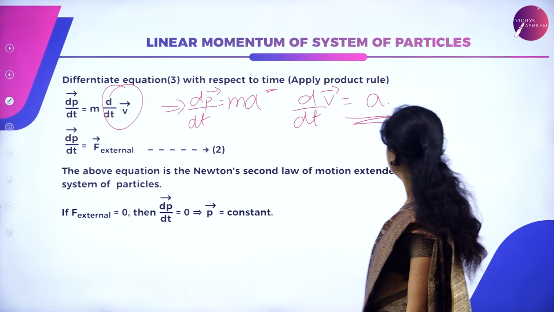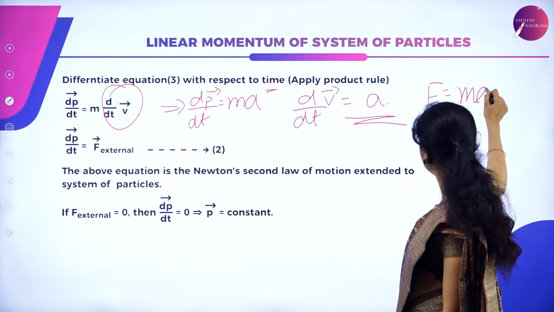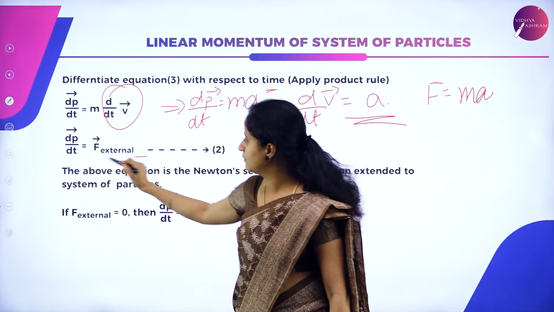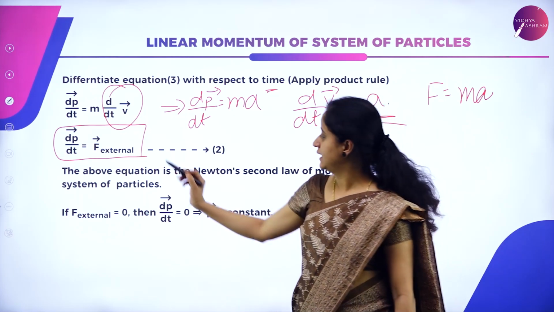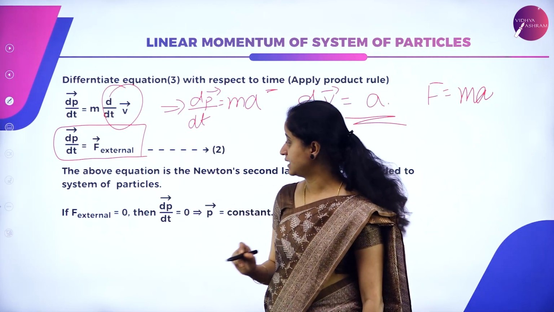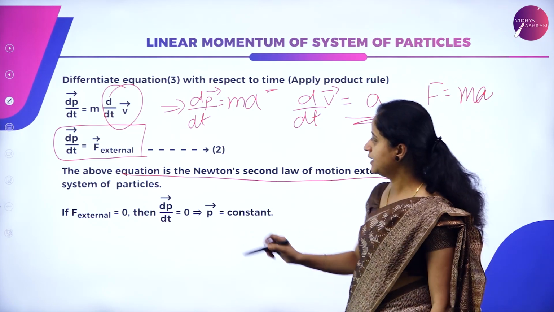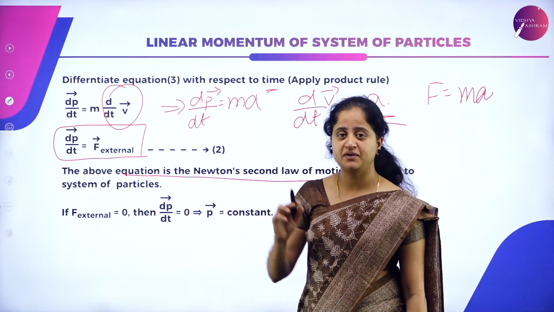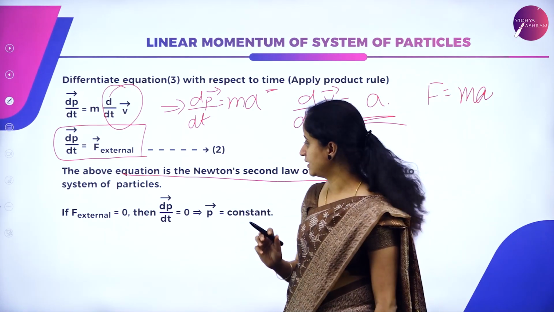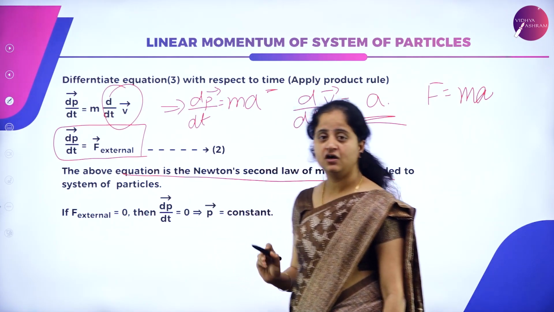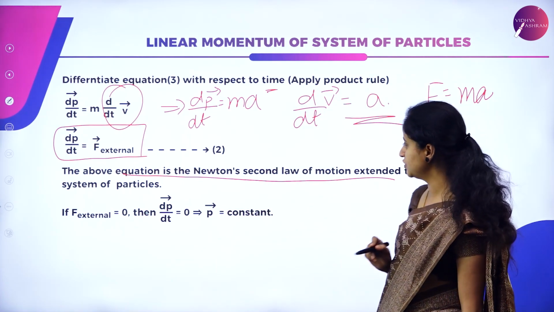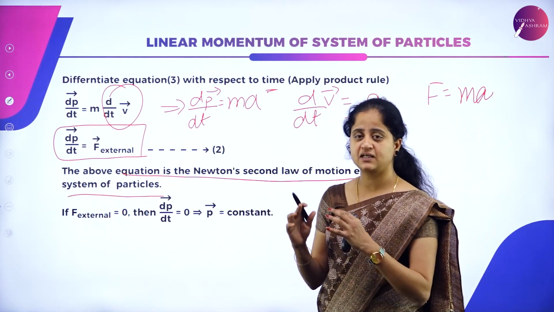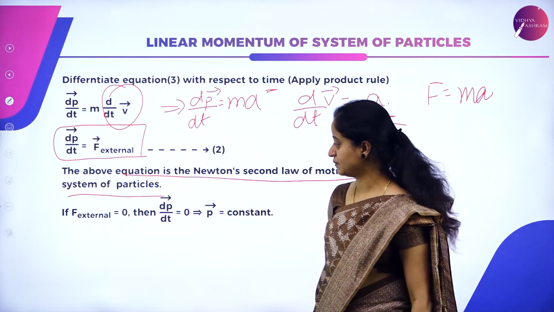But what is ma? We know the expression F is equal to the product of mass and acceleration. So I can write dP divided by dt is equal to F, that is the external force. That's our next equation. This above equation is nothing but Newton's second law. Newton's second law says that the rate of change of momentum is equal to the net force acting on a system. So this equation is Newton's second law of motion extended to a system of particles. We are applying this law in the study of system of particles.